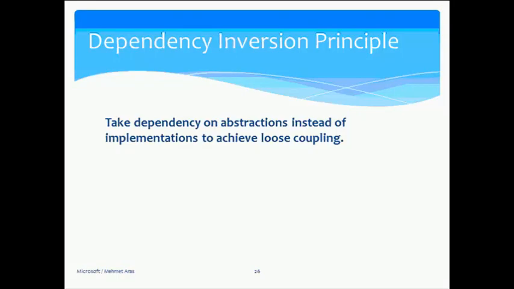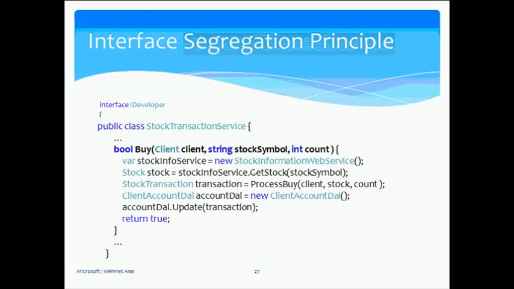Now, the next principle is dependency-inversion principle. The dependency-inversion principle states that you shouldn't take dependencies on concrete implementations. Take dependencies on abstractions in order to achieve loose coupling. Let's see what this is. Let's see this in an example.